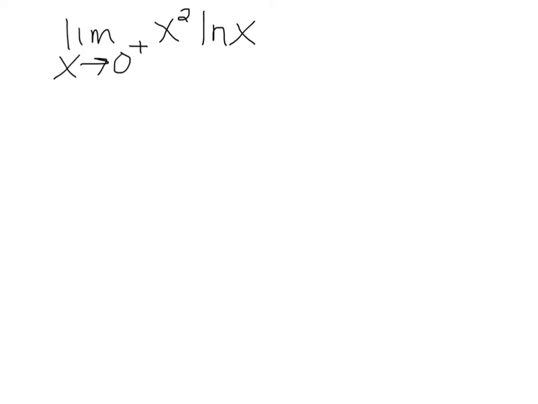but if we think about the domain of this function, x squared natural log of x, we remember that the domain of natural log of x is every number bigger than 0. We can't include 0, so we have to come from the right, from bigger, and we can't actually take the limit at 0.